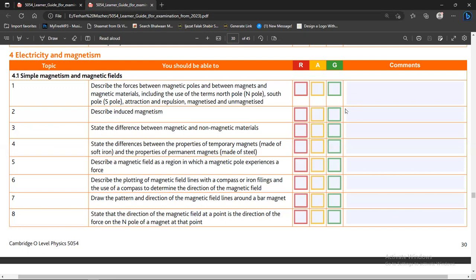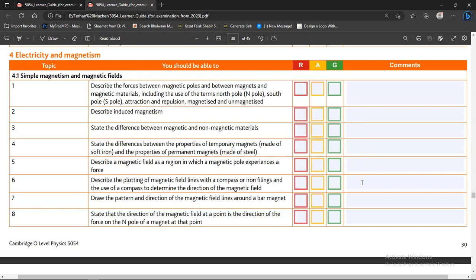Describe induced magnetism. State the difference between magnetic and non-magnetic material. State the difference between the properties of temporary magnets made of soft iron and the properties of permanent magnets made of steel. Describe a magnetic field as a region in which a magnetic pole experiences a force.